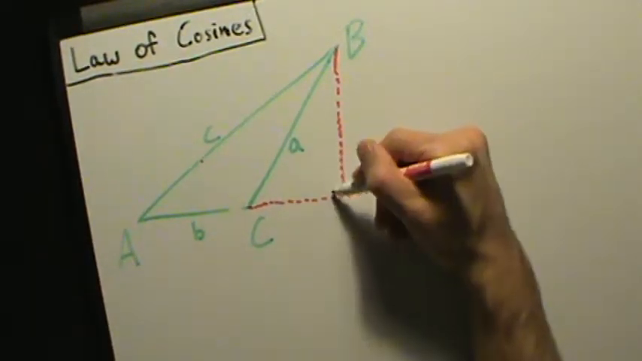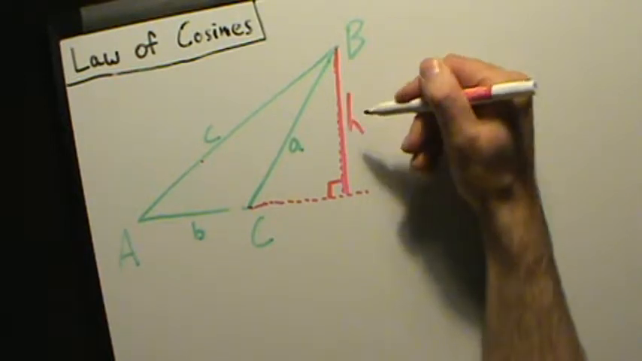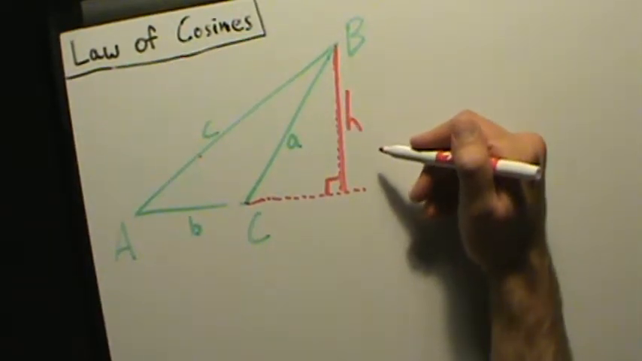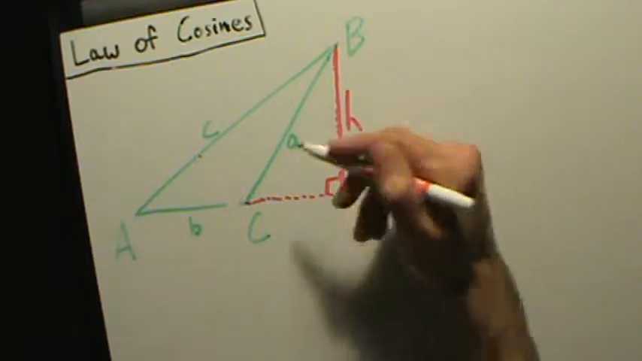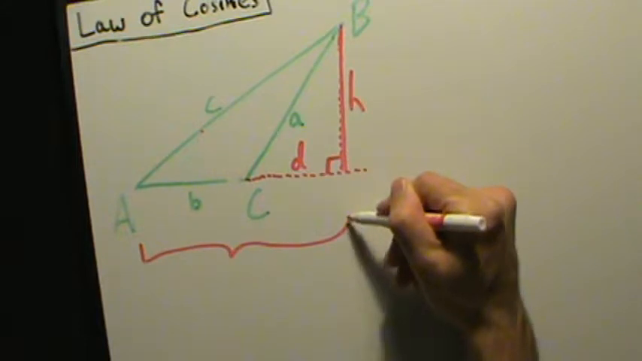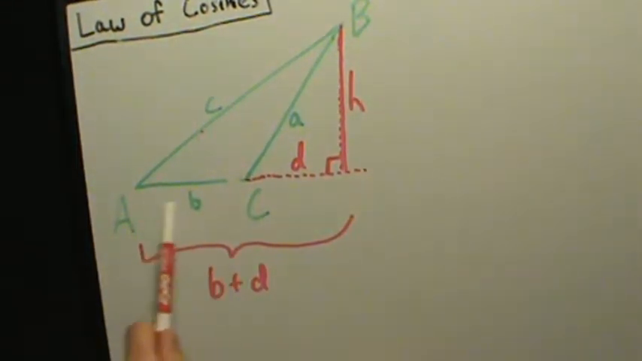All right, that's a struggle. Okay, so that's a right angle. Now we'll call this H. Okay, and this part here, let's go ahead and call this D. So then this whole thing is B plus D, right? So if this piece is B, this piece is D, then the whole thing is B plus D.